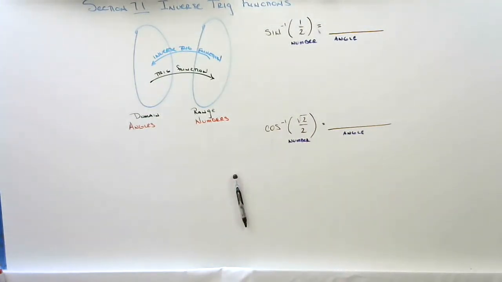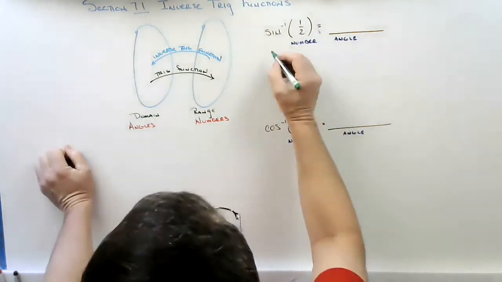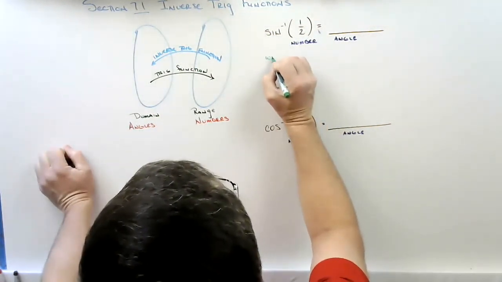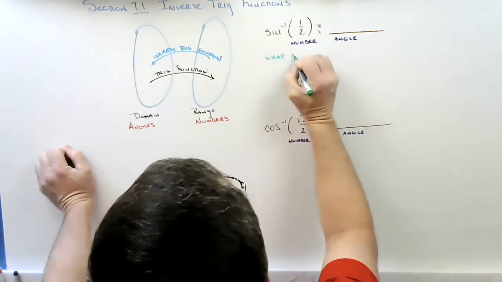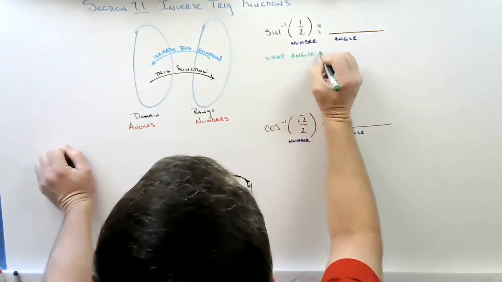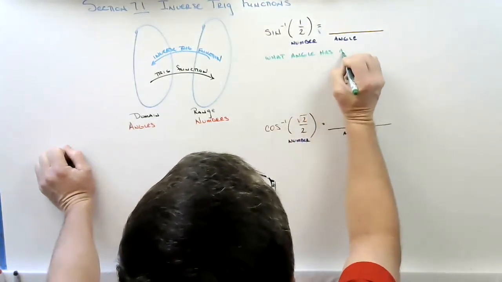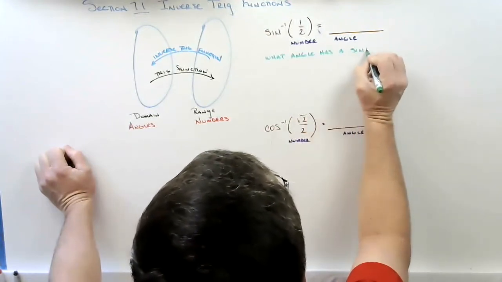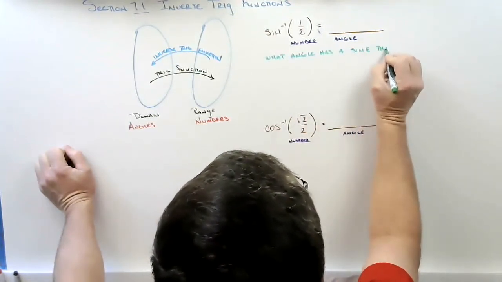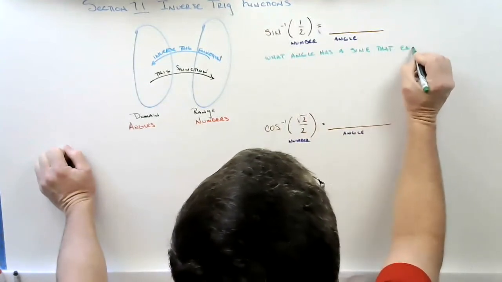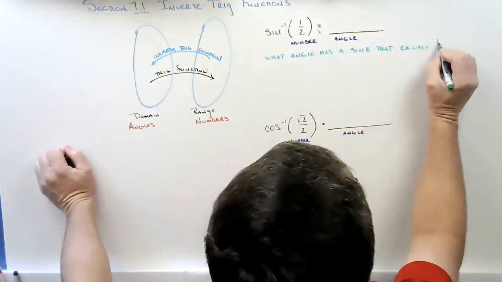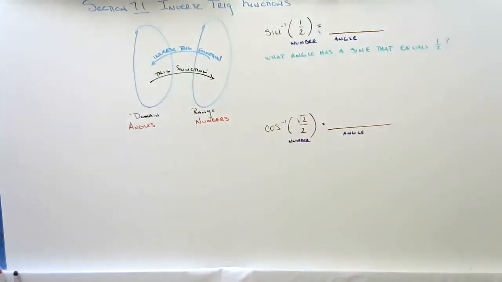So we have to begin with the question, right? So let's write the question down. This says, what angle has a sine that equals 1/2? That's the question that we're being asked.